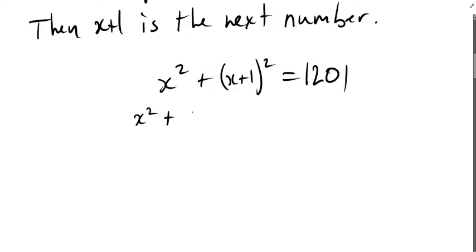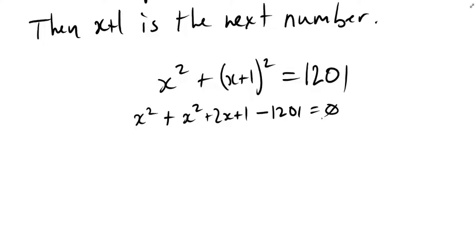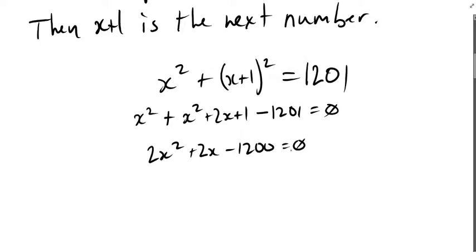You can do x plus 1 squared the long way, but if you know how to do it, it's just x squared plus 2x plus 1. Move the 1201 over, so minus 1201. So hopefully you got kind of that so far. You don't have to do it all in one step, just like me, but eventually you get there. And then collecting like terms, you might get something like that.